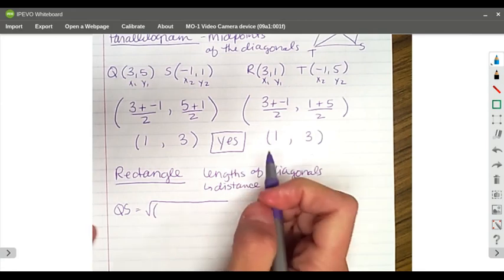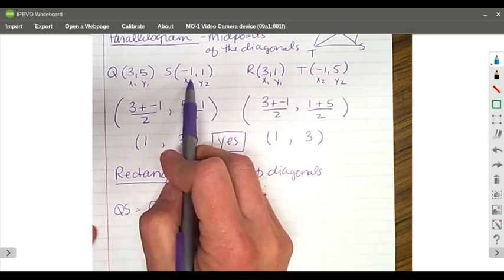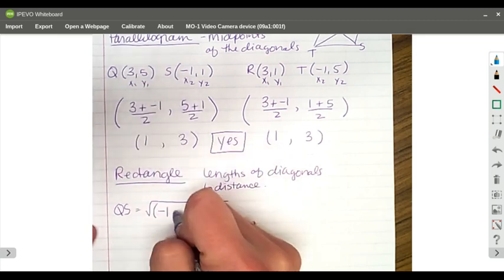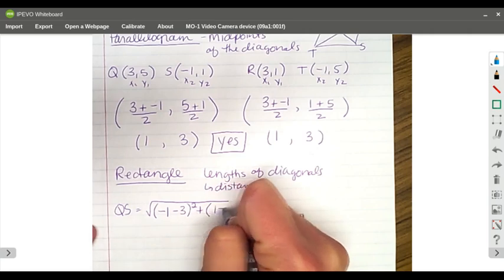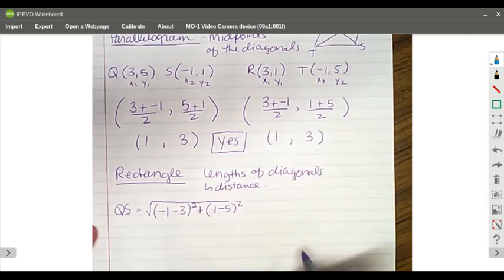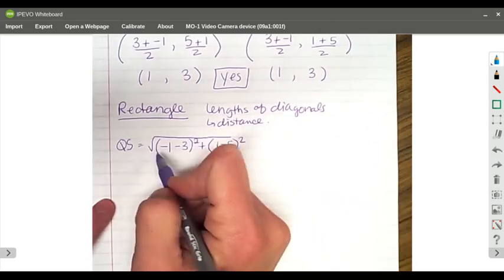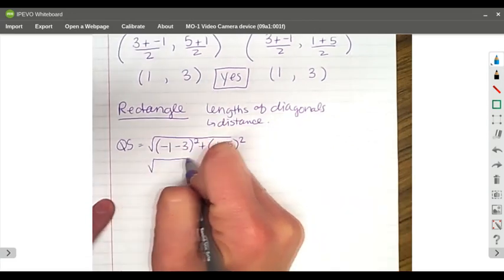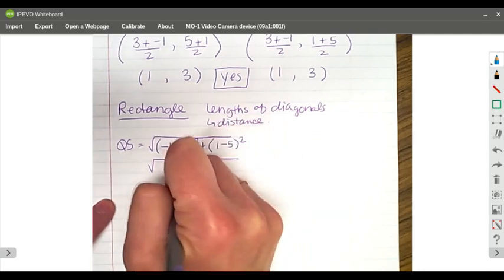All right, anyway, x2 minus x1. So it's going to be negative 1 minus 3, squared, plus y2 minus y1, 1 minus 5. When you simplify the distance formula, you have to simplify inside the parentheses first. So I'm going to redraw the big square root symbol. Negative 1 minus 3 is negative 4.